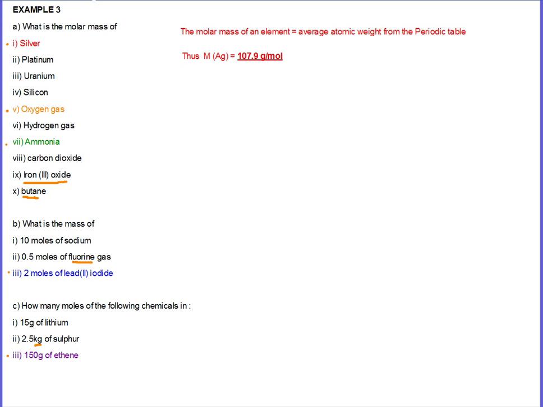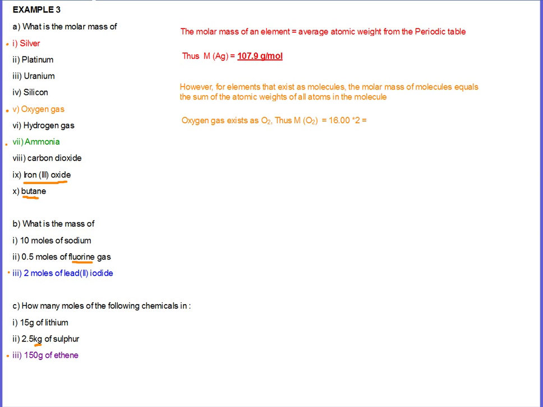So the molar mass has units, it's grams per mole. How many grams are there per mole? However, for elements that exist as molecules, the molar mass of the molecule equals the sum of the atomic weights of all atoms in the molecule. So we've been asked to find the molar mass of oxygen gas. Now we know that oxygen gas exists as, drumroll everybody, hope you know this one, O2. Thus, the molar mass of oxygen must be the mass of O2, which is 2 lots of 16. And therefore, the molar mass of oxygen gas is 32 grams per mole because it's O2.